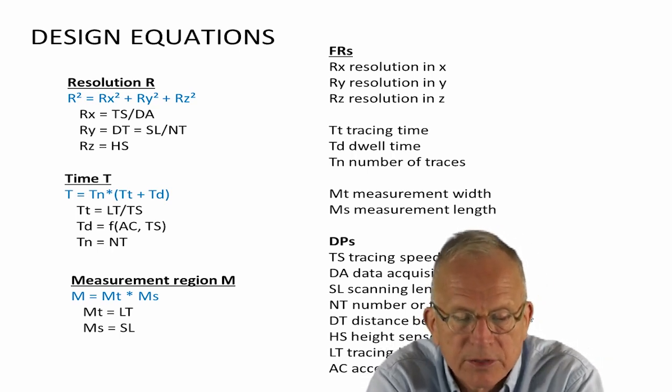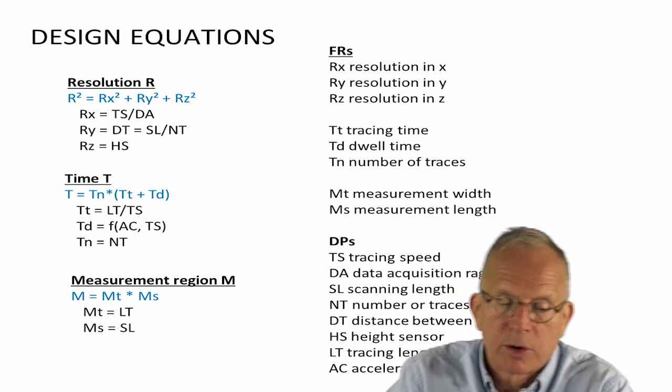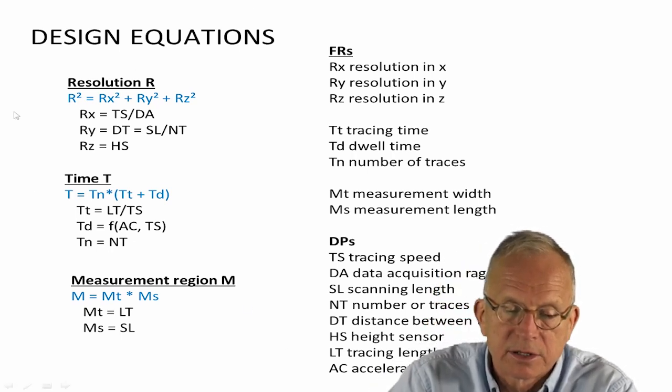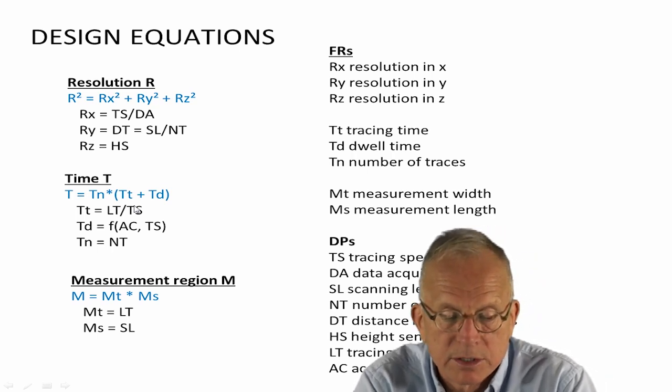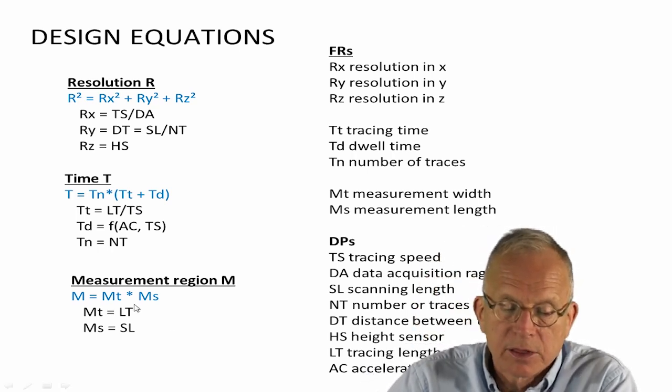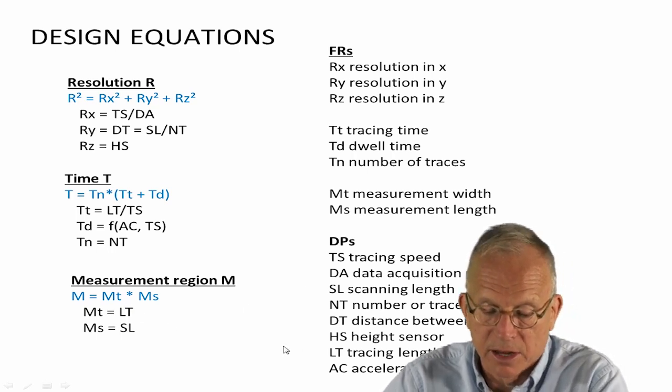So if we take a look at the time, what takes time? Well, we've got the tracing time, we've got the dwell time, and then we've got the number of traces. So we have an equation like this. So different form here. We're not adding up the squares. And then if we take a look at the measurement region, well, this is just the length in one direction versus the length in another.